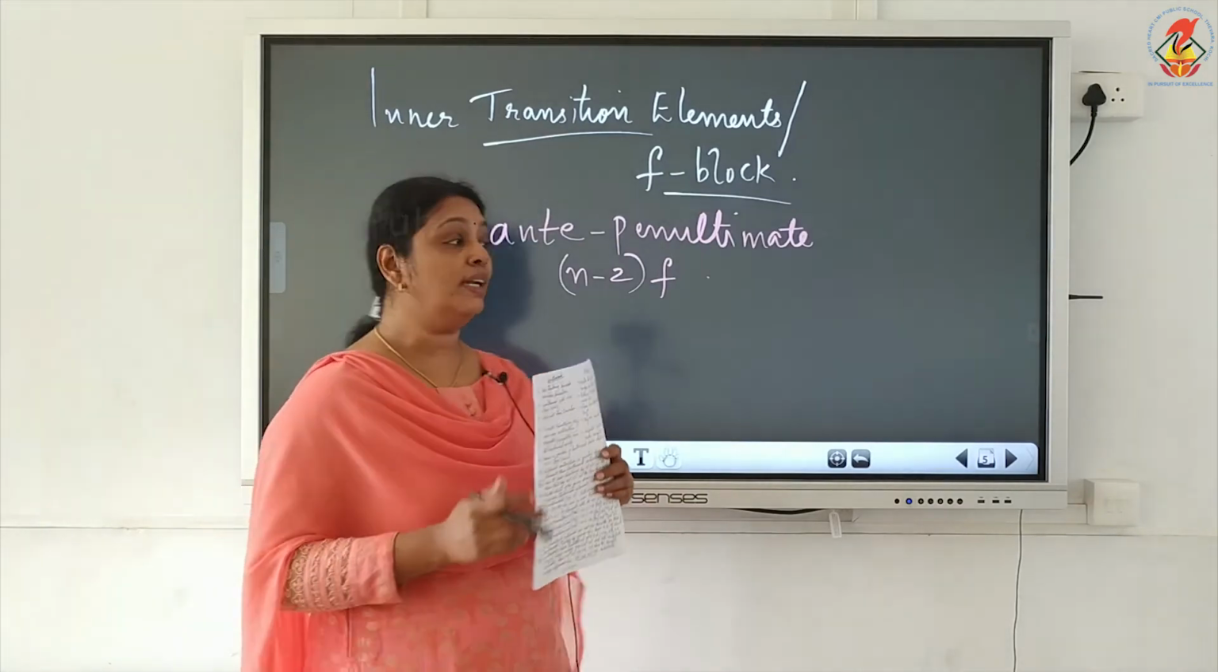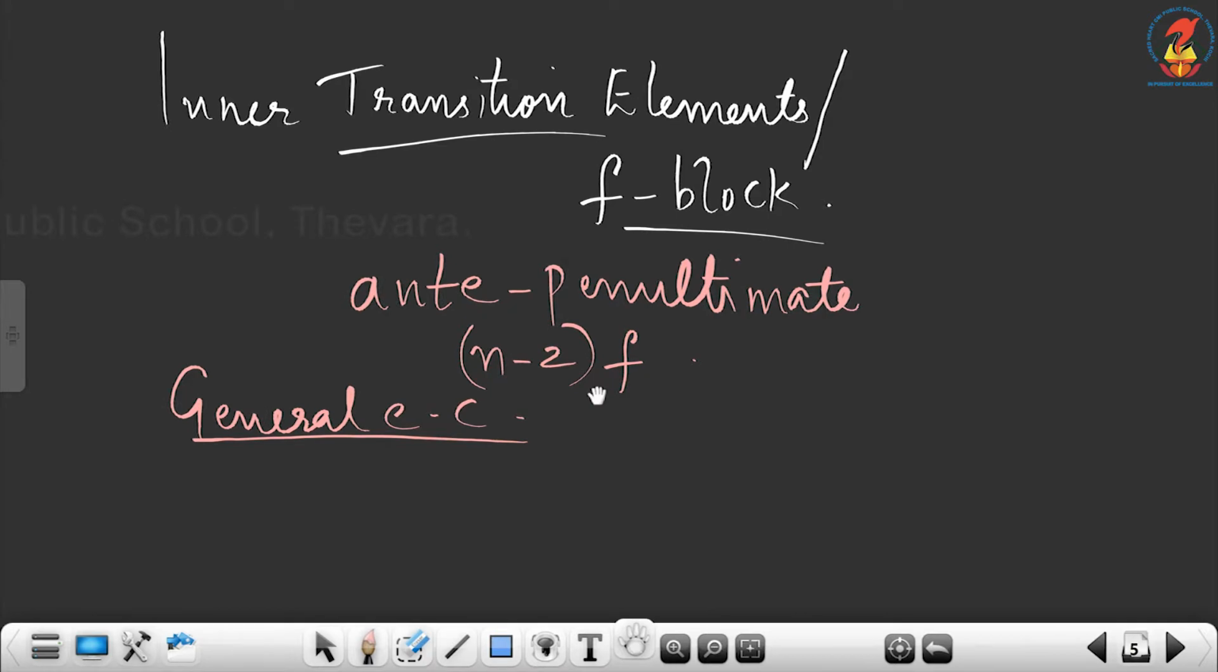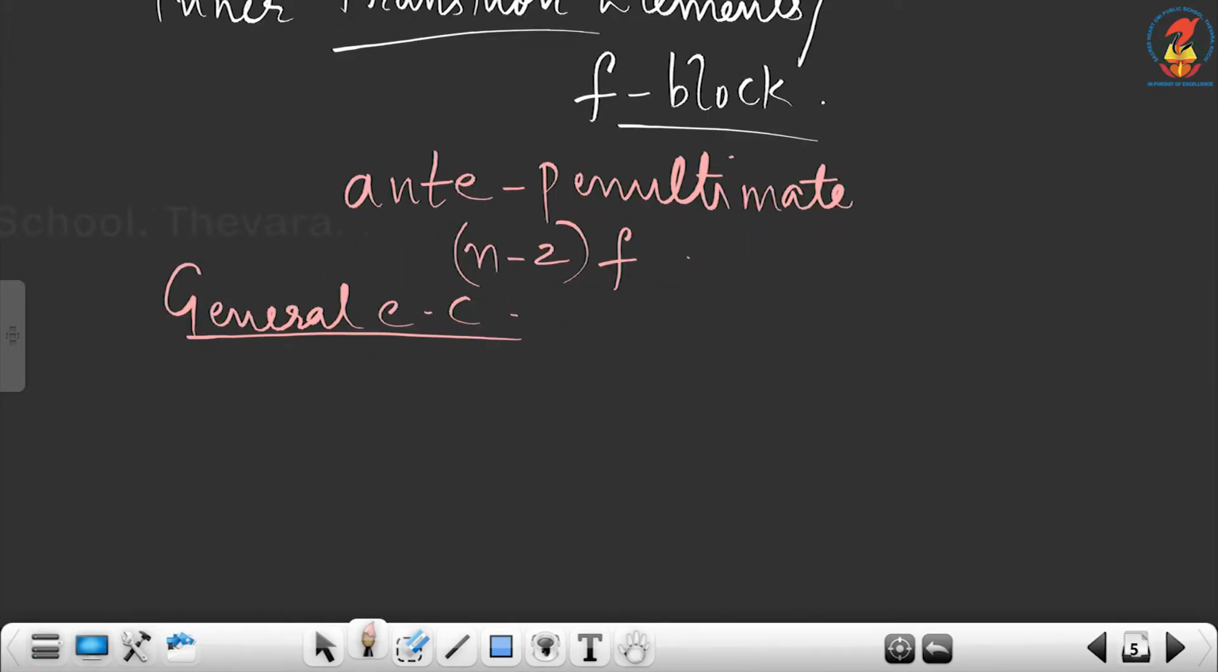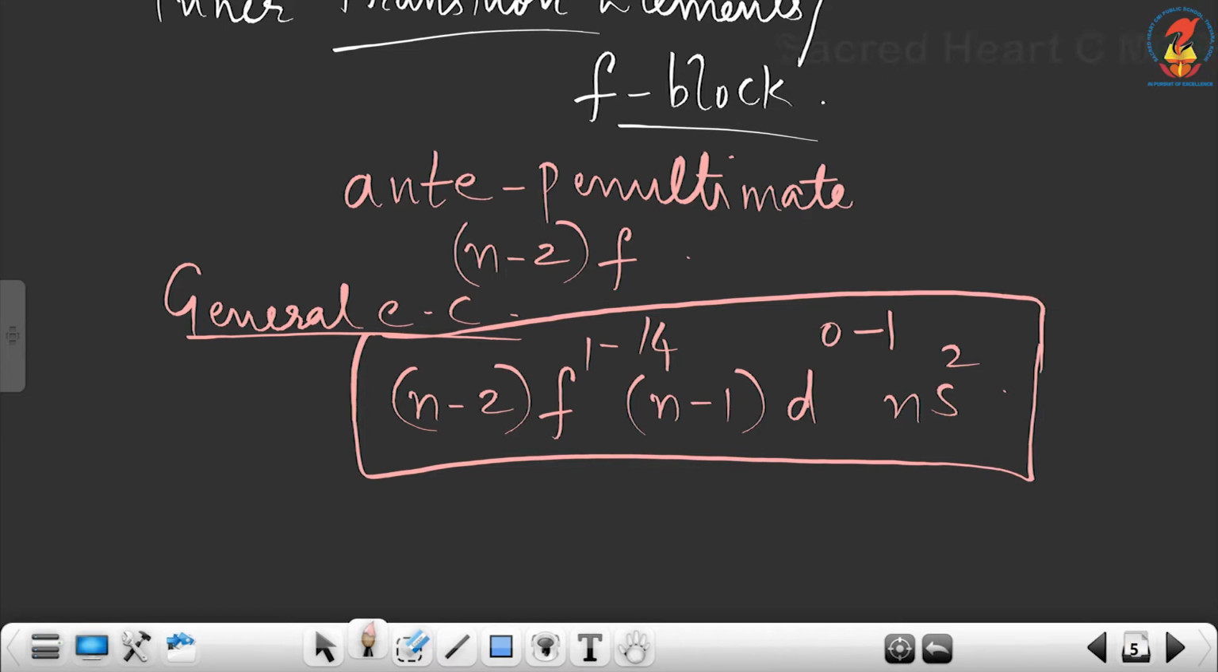Now what is the general electronic configuration of F block elements? It is (n-2) f 1 to 14, (n-1) d 0 or 1, ns2. So this is the general electronic configuration of F block elements.